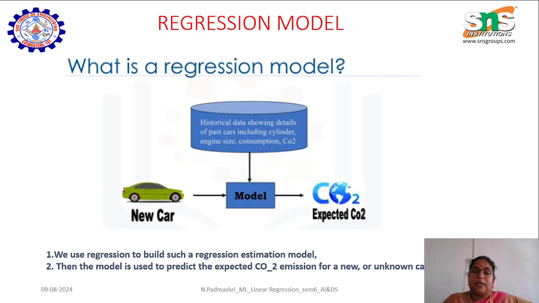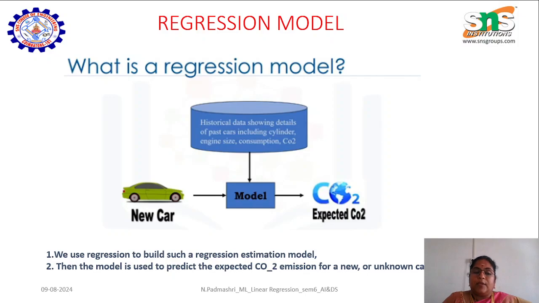Just like that, we cannot build a car, right? So, we should do some study. Where will we get all this information from? From the past data set. So, what is the model of the car? History. The history data shows the details of the past cars, including the number of cylinders, engine size, fuel consumption, CO2 emissions, etc. So, the model will be taking the data from the past data set, and what it is going to predict is the expected CO2 emission.